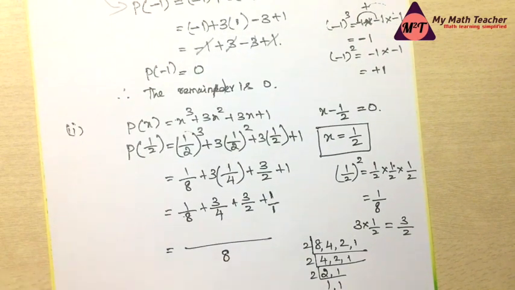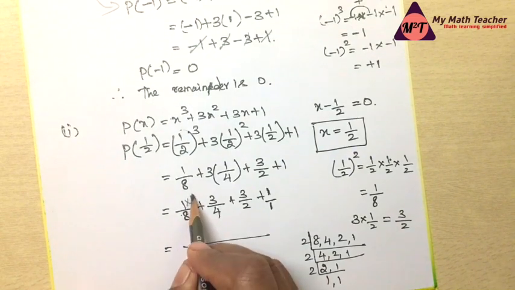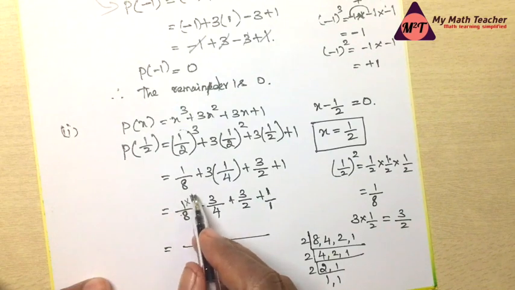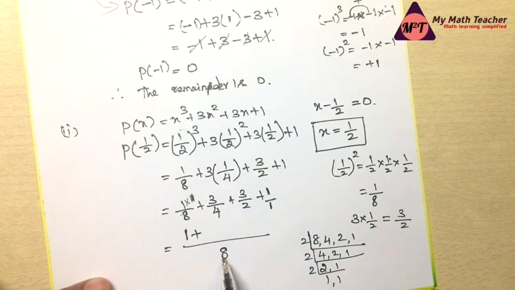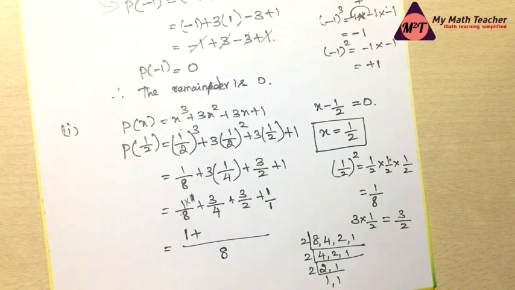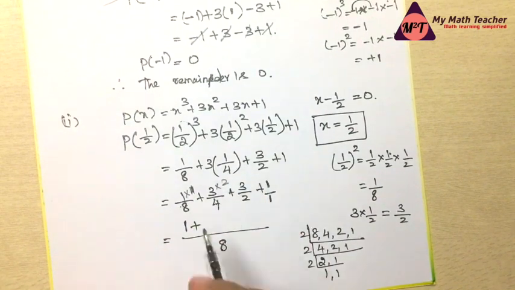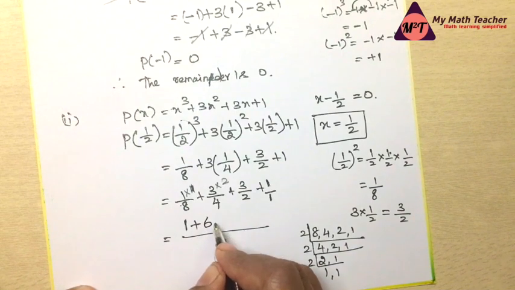Now compare 8 and 8. How many 8s will be there in 8? It will be only 1. There is only 1 8 in 8. So multiply with that number, 1 ones are 1. Plus 3 by 4: now compare how many 4s are there in 8. There will be 2 4s. Now multiply 2 with the numerator, 2 3s are 6, plus.